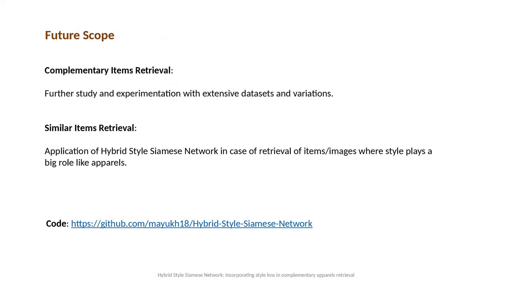Since taking style into consideration for image retrieval hasn't been explored that much, we wanted to start the work with a small but robust experiment. The work and experiments are to be extended further in the future, as it is something that we believe has potential. Not just complementary items retrieval, we believe it will be beneficial for similar items retrieval also, where style does play a major role. The code for the paper is available at the link given on GitHub.